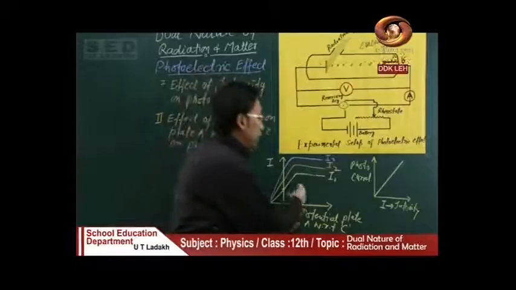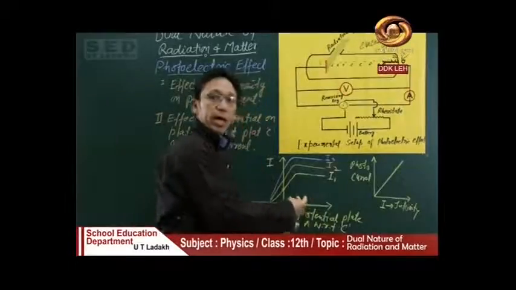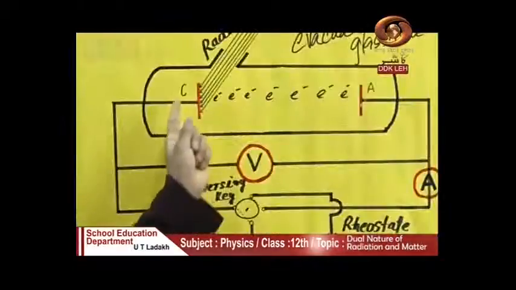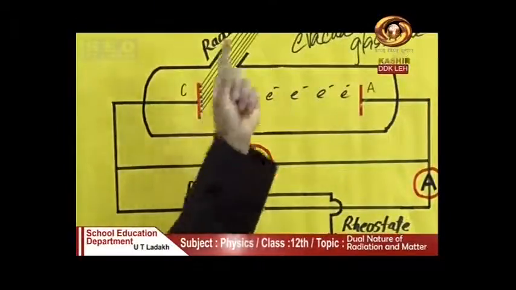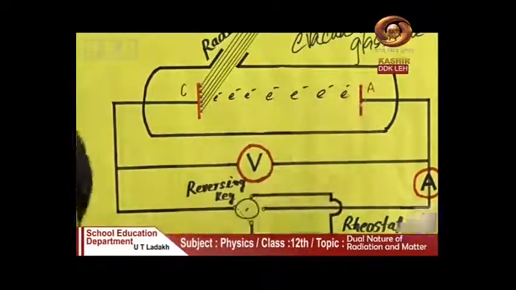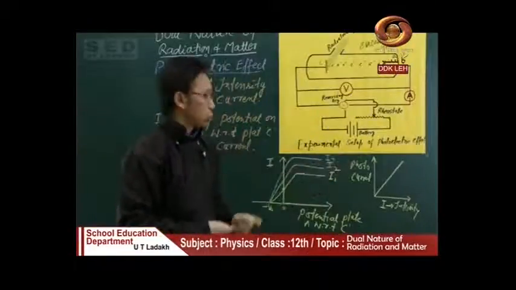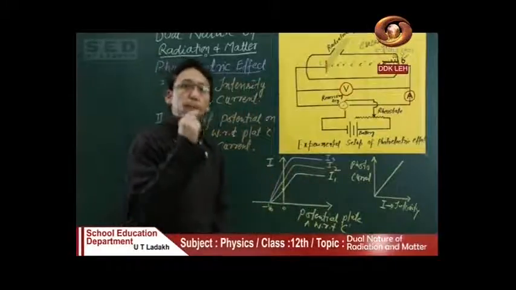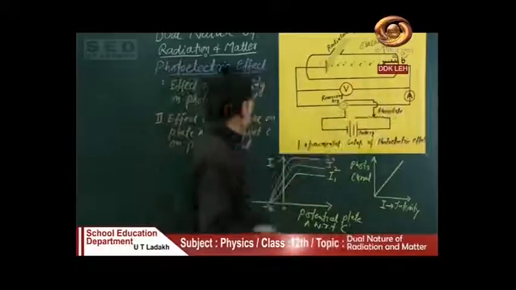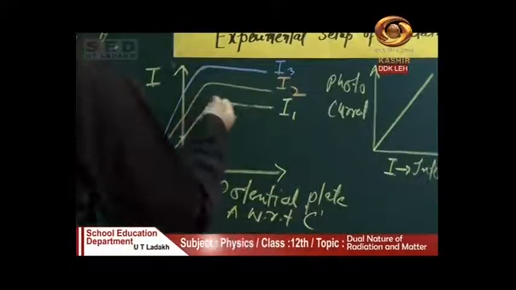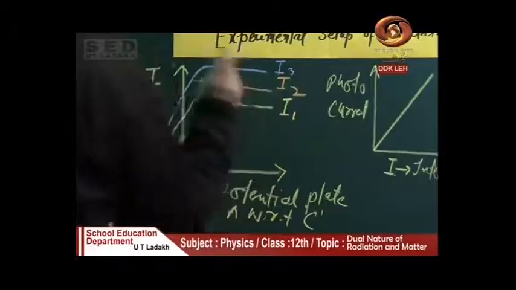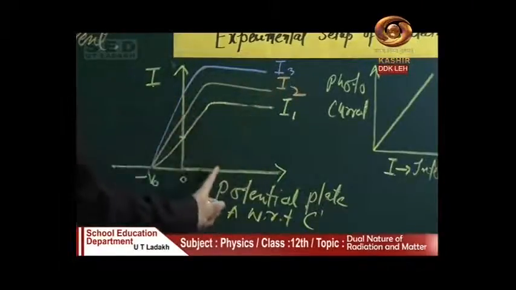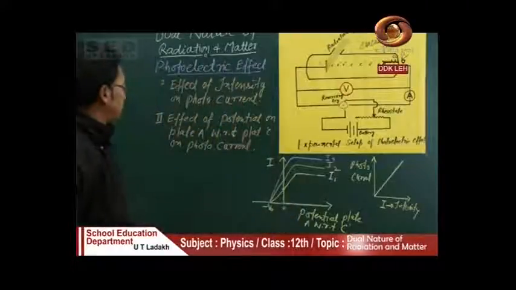So after that, even if we increase the potential of plate A, the current remains the same. Why? Because all the 100 out of 100 electrons are reaching plate A at that very instant of time. So even if we increase the potential of plate A, no more current will be added in the emitter. So that's why it remains constant. This is known as the saturation. The current becomes saturated at this particular potential.